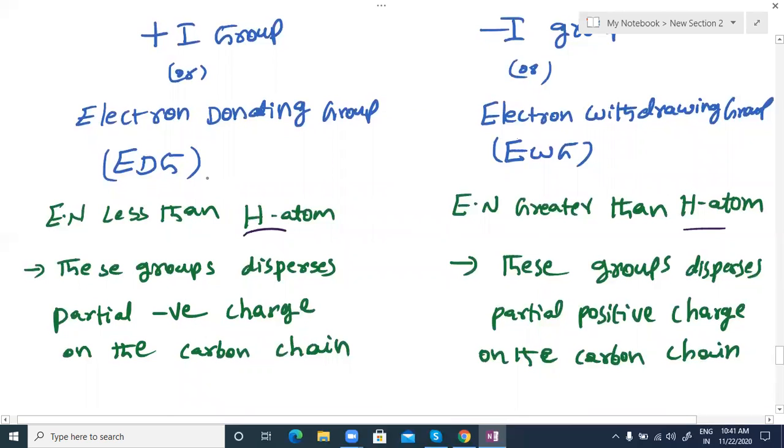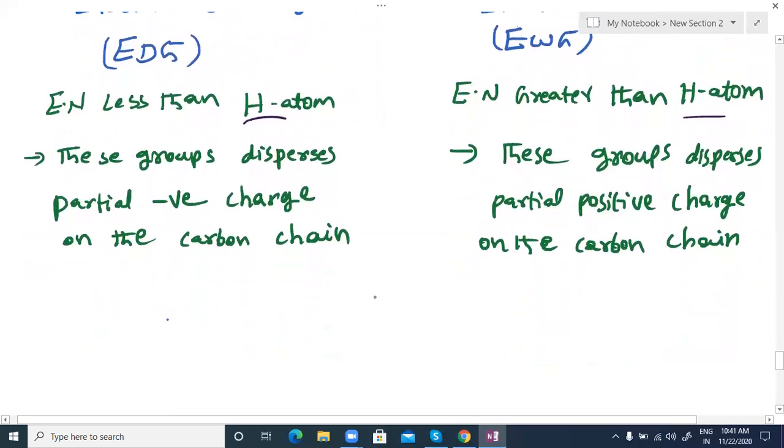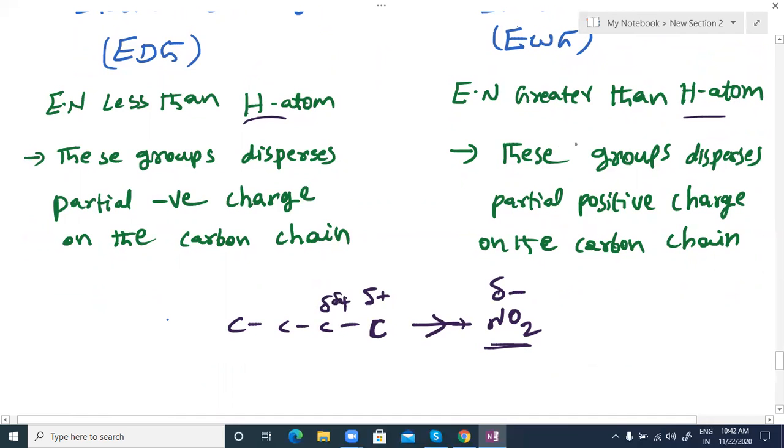So due to this character, plus I groups can create negative charge on the carbon chain. Minus I groups create positive charge on the carbon chain. You can see very simply here. For example, this is the carbon chain. You can take any electron withdrawing group. This is a minus I group, so it can take electrons. That's why this is negative charge, so this is getting positive charge. Got it? So these groups disperse partial positive charge on the carbon chain. So minus I groups create positive charge on the carbon chain. Got it?